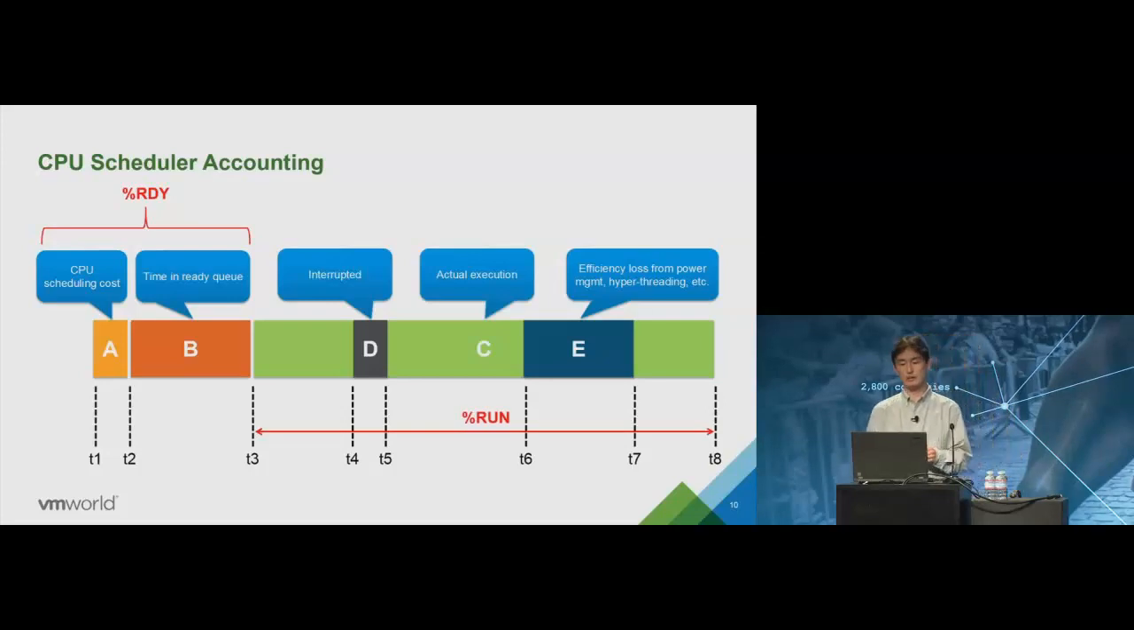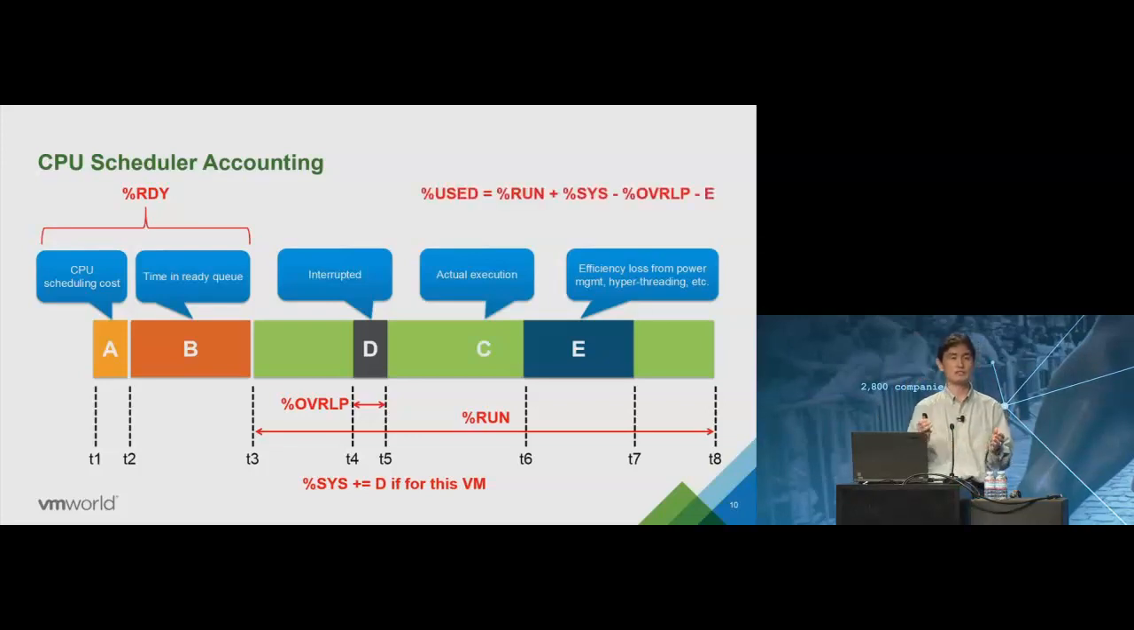And runtime is time between T3 and T8. Note that runtime includes interrupted time, and also runtime doesn't necessarily mean the same speed. It may run at slower speed. Overlap time stands for the interrupted time, and if that particular interrupt is for the same web server VM, then we have to add it to system time.